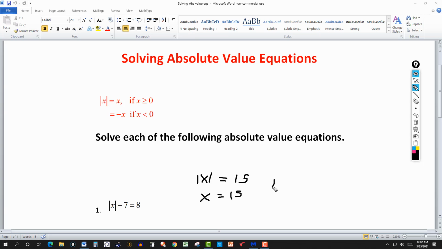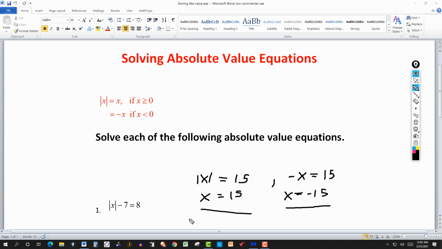And then the other case is, well, what happens if x is less than 0? If x is less than 0, then the absolute value of x would be minus x. So in this case, I will get negative x is equal to 15. Okay, multiply both sides by negative 1. We'll get x is equal to negative 15. So your solution then is x equals 15, or x equals negative 15.